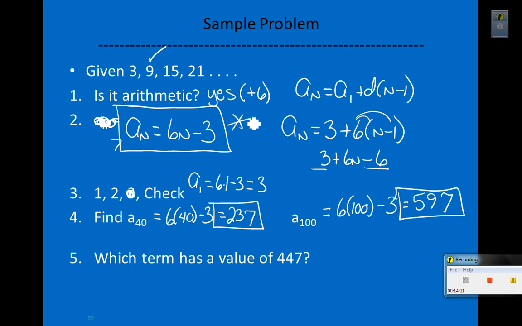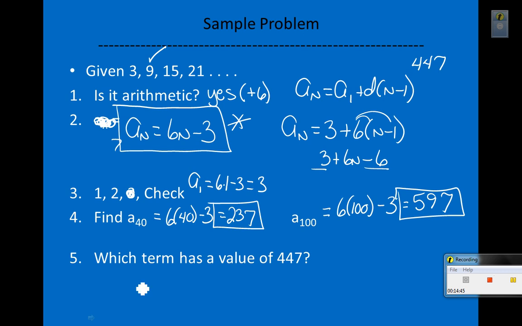And to be truthful, that's not very hard. Now look at my next part. It says which term will have a value of 447. Here's what that means. If I made you keep writing this sequence out, keep adding 6, adding 6, adding 6, how many numbers will you write down before you write down 447? That's what we're looking for.